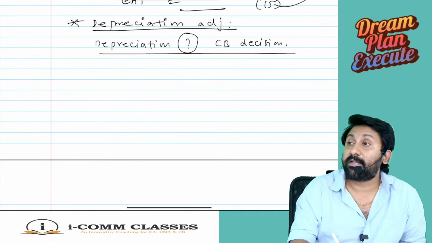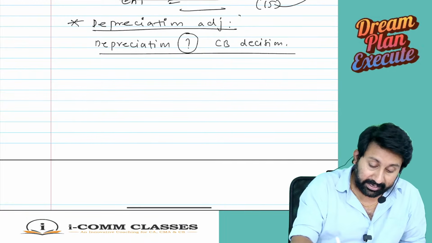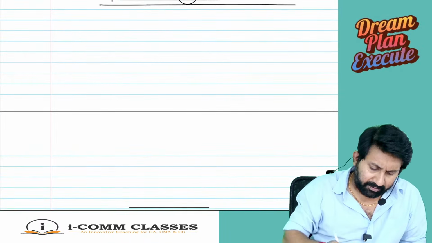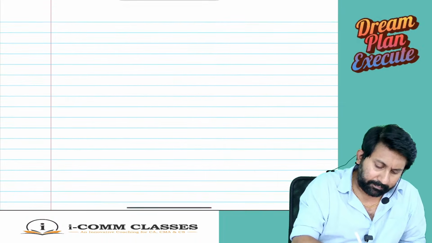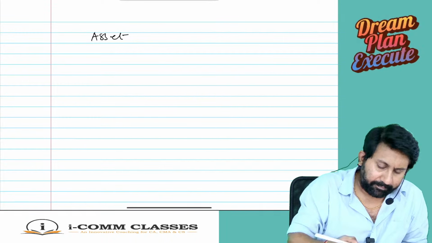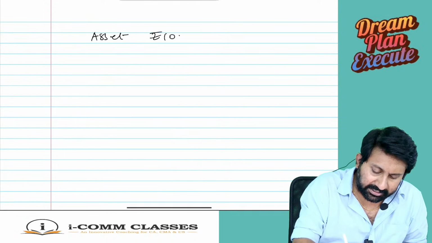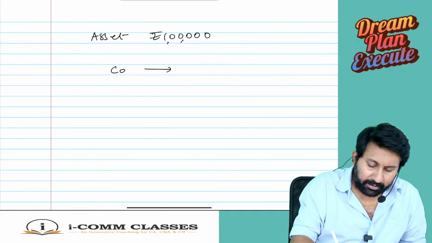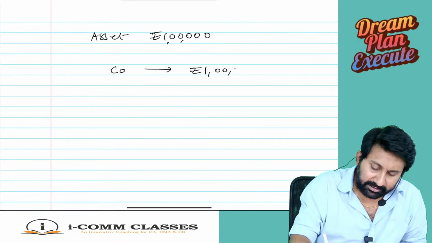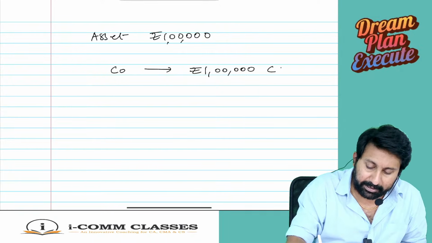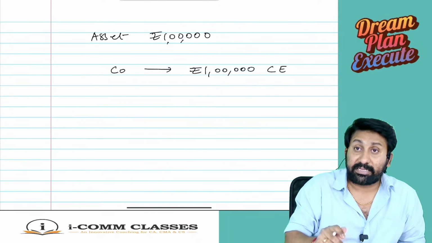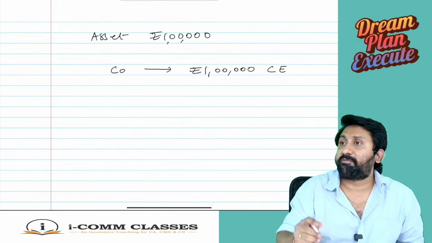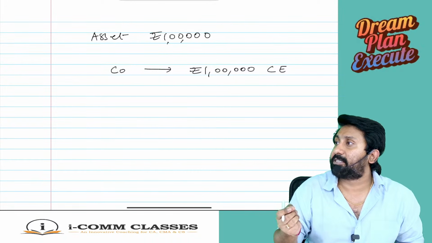What is the adjustment? Depreciation. Sorry. First, let us understand one thing. There is an asset. Let us say the asset cost is 1 lakh. The company will spend this 1 lakh rupees as a capital expenditure. You know the difference between capital expenditure and revenue expenditure?